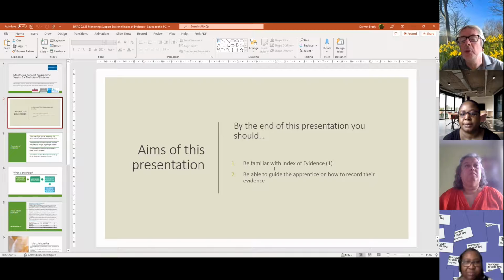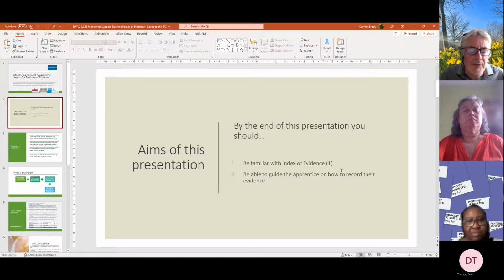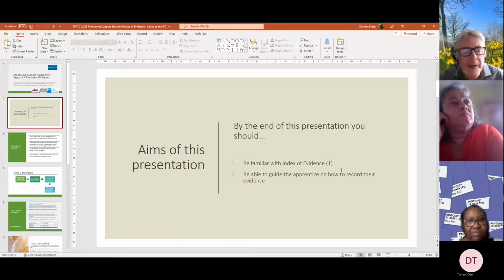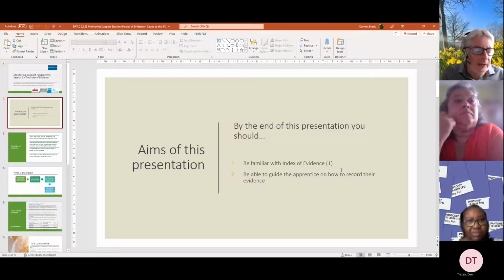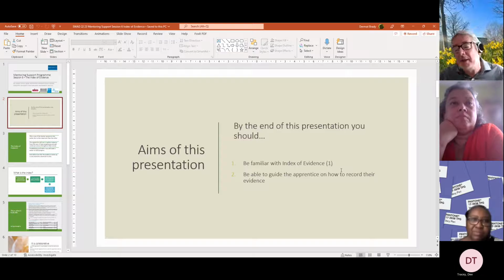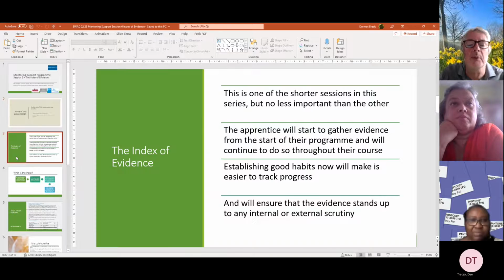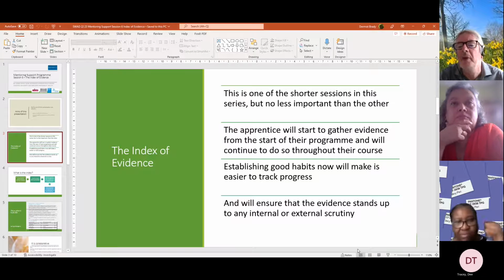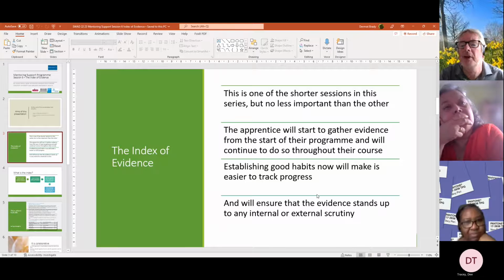So here I'm just going to familiarise you with the index of evidence and guide the apprentice on how to record their evidence. Really at level 4, what we're trying to do is inculcate good habits so that the apprentice gets used to doing these things and they become routine. So if we do them at a simple level from the start, they'll be able to build on that over time. As I say, one of the shorter sessions, the apprentice will gather evidence, establish good habits, and make sure the evidence stands up to any internal or external scrutiny.